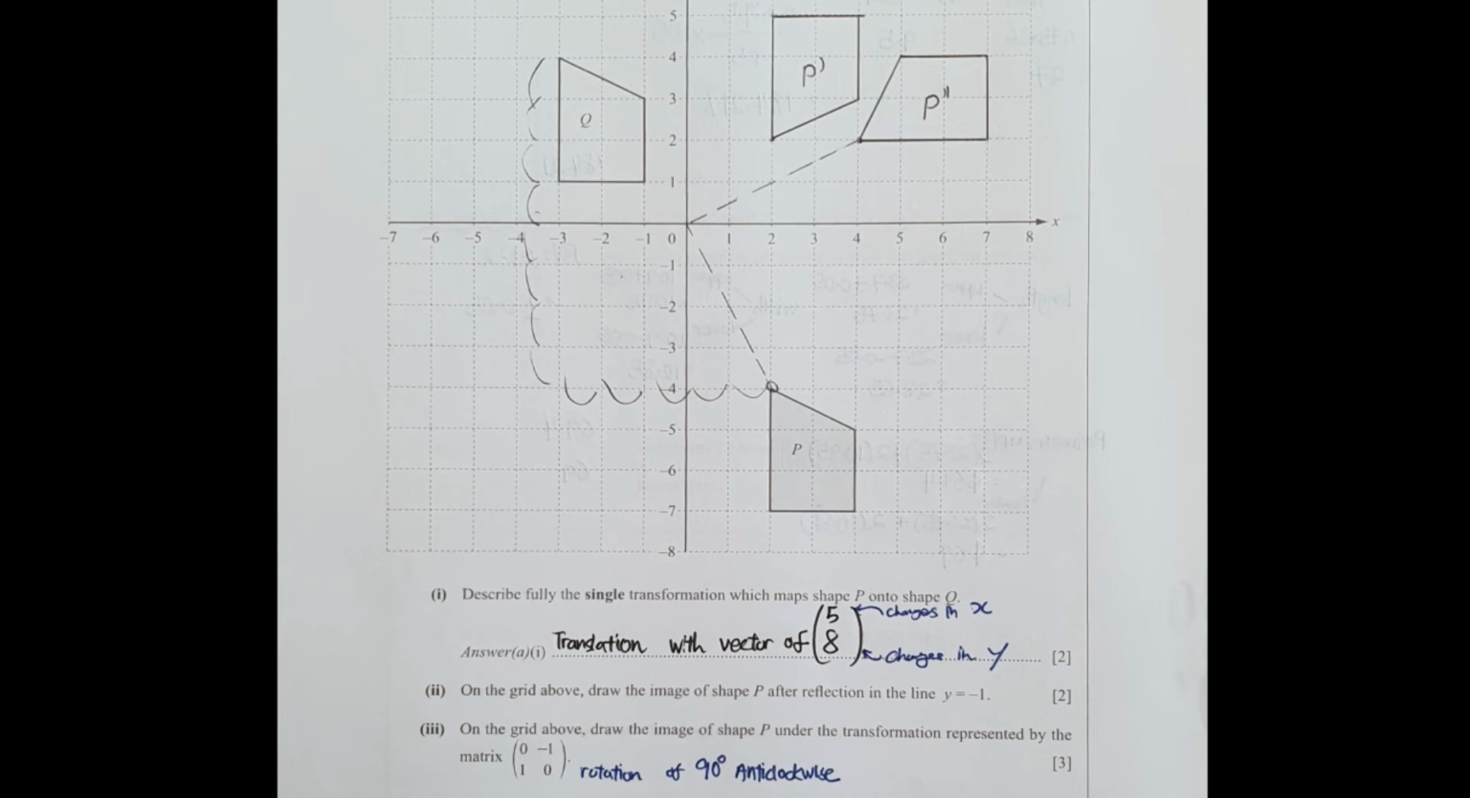For question 2a, describe P to Q. So this is actually a translation with a vector of (5, 8). And for part 2, just draw the image when the reflection is in the line y equals -1. So I labeled it over there already. You can just double check the coordinates.